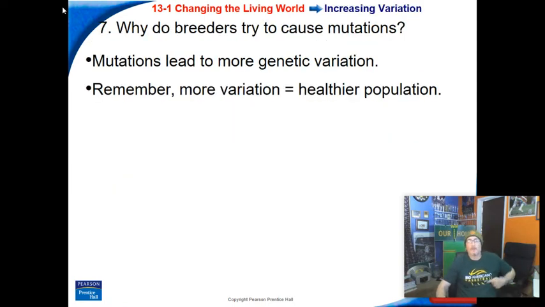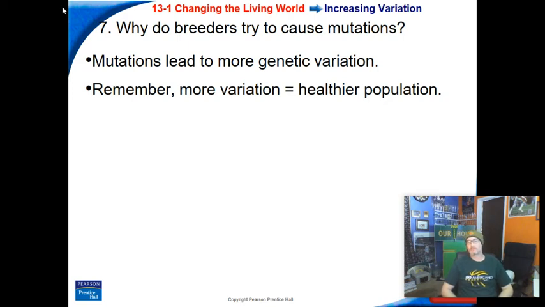All right, here we go. Why do breeders try to cause mutations? So remember, mutations happen naturally. They happen during DNA replication. Why are breeders trying to induce or cause mutations? Remember, mutations are for sexually reproducing organisms. Of course, humans are one of those. There are only two sources of genetic variation: mutations that happen during DNA replication and crossing over that can occur during prophase 1 of meiosis, where you exchange different genes.